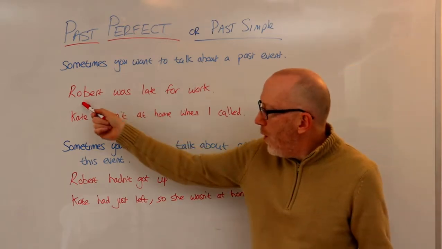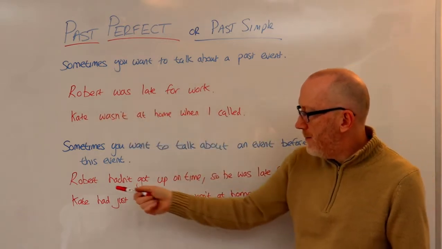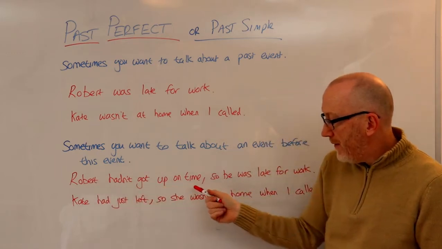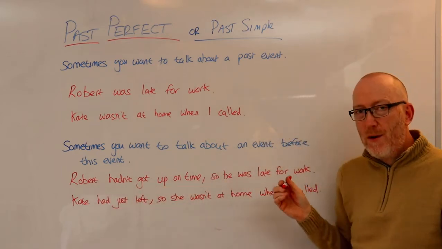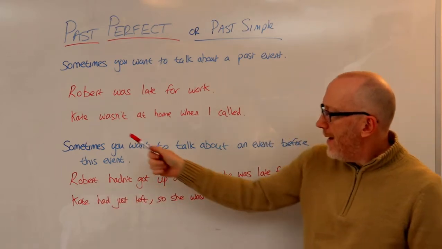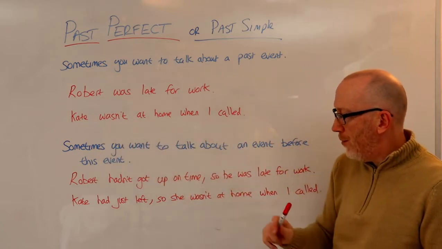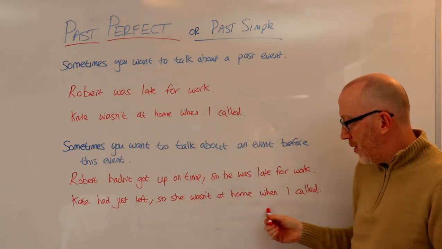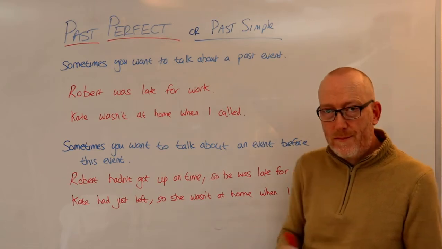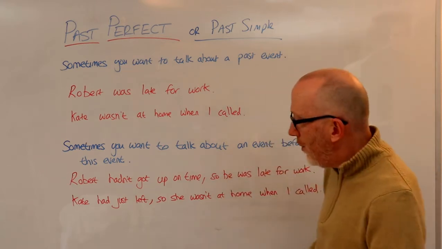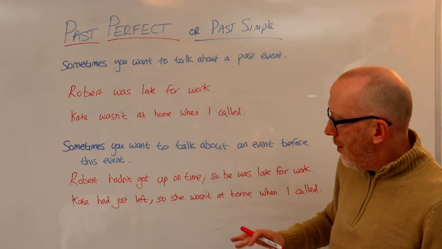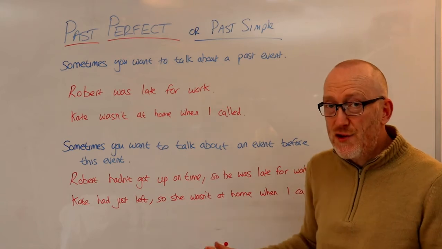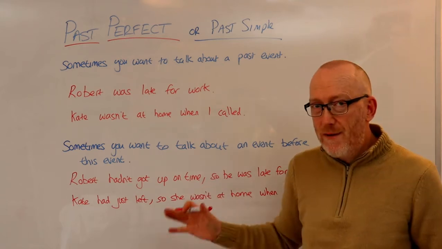So Robert was late for work becomes Robert hadn't got up on time, so he was late for work. Kate wasn't at home when I called becomes Kate had just left, so she wasn't at home when I called. Now you can also see from the sentences and the sentence structures that they're very different.